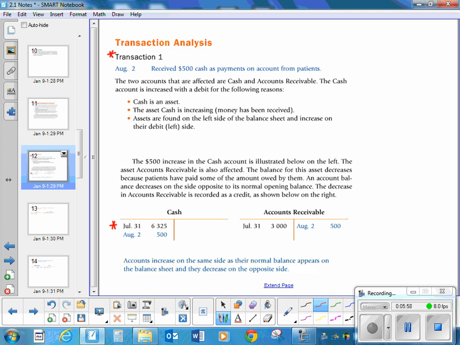So our cash is increasing by 500. That's why we have to put it on the same side as this star. Accounts receivable, however, is decreasing because now we're going to receive less money from our customers. That is why the $500 is going on the right side, because we're going to have to subtract it. Okay, so just a reminder, increasing is on the same side as the star, decreasing is on the opposite side.